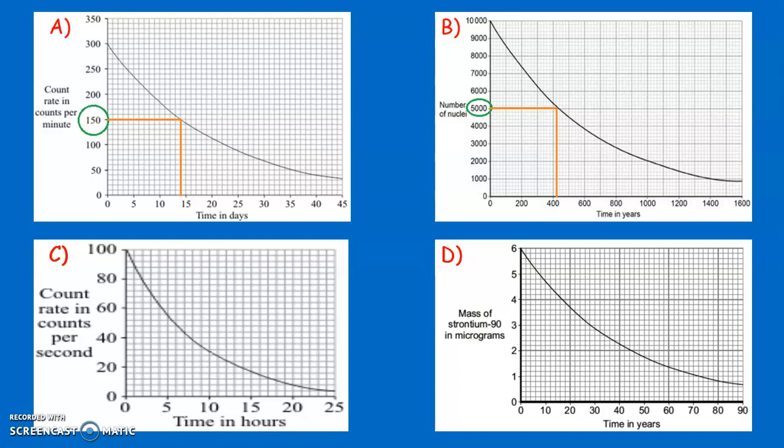For C, the graph starts at 100, so half of 100 is 50. Go across and down, which tells us the half-life is 6 hours. That's a very short half-life. This means that C decays very rapidly. And D, our last one, we're talking about mass now, so 6 goes down to 3. The time, half-life, is 28 years.